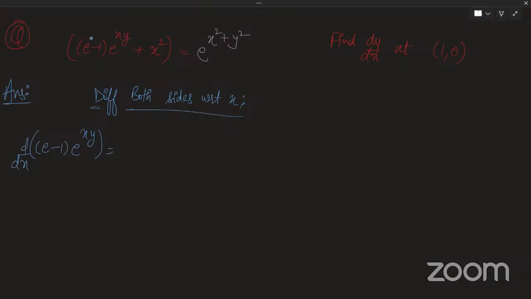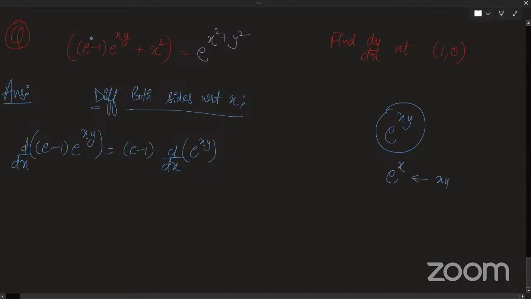How would you do it? So obviously e minus 1 is a constant, it will come out. And after that, you have got d by dx of e raised to xy. Can you tell me which function is inserted inside which function? It is really simple. xy is inserted inside e raised to x.